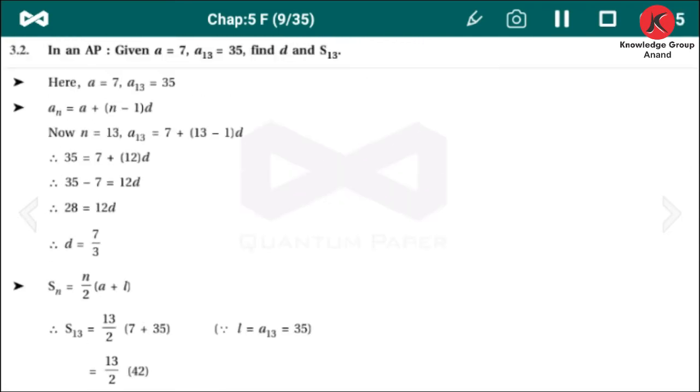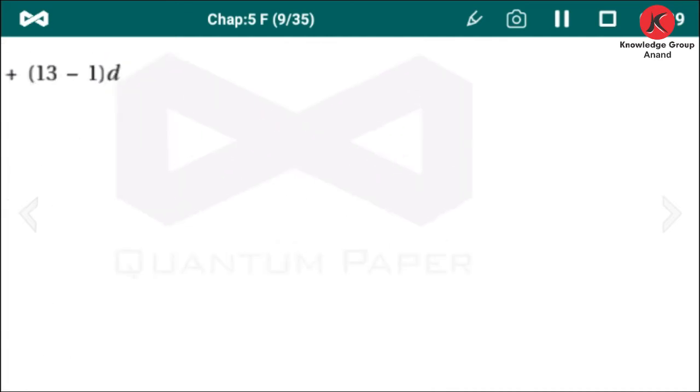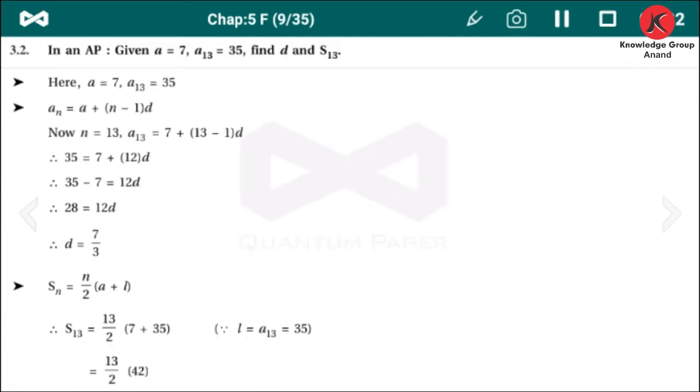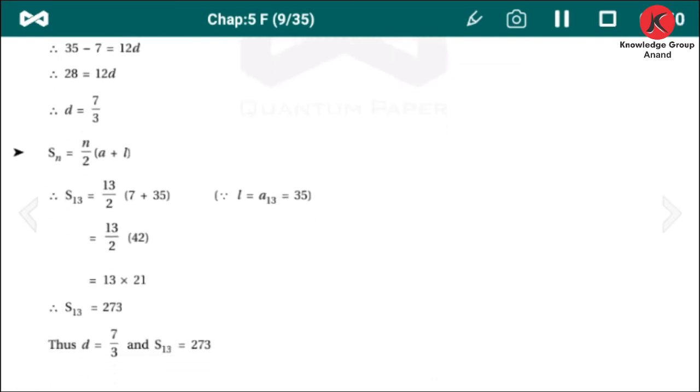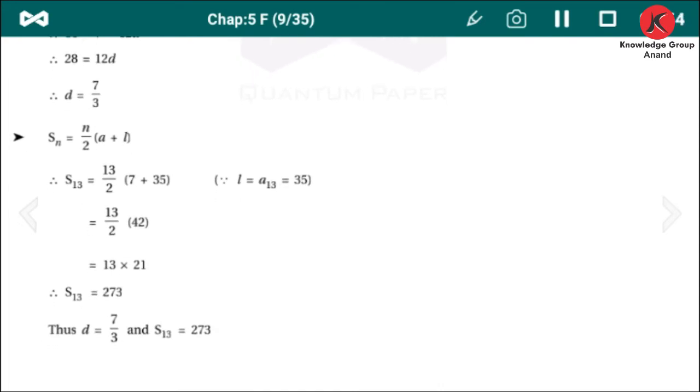Again this question, a = 7, a13 = 35. First we use an = a + (n - 1) d, then find d. d = 7/3. Then using Sn, S13 = 13/2 into (a + l). a = 7 and l = an, an = 35. Therefore 13 into 21, S13 = 273. Therefore d = 7/3 and S13 = 273.